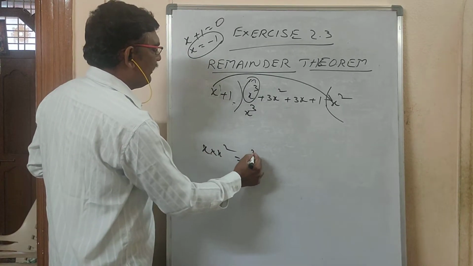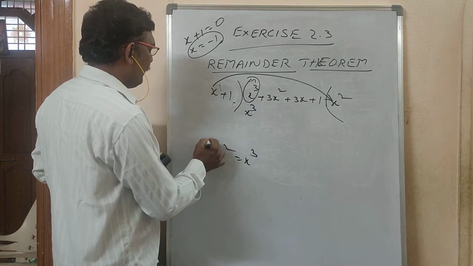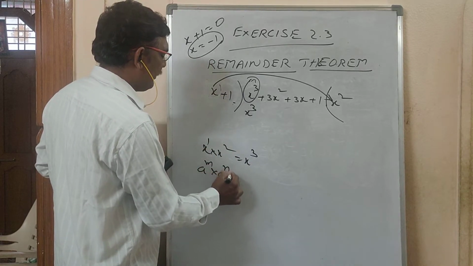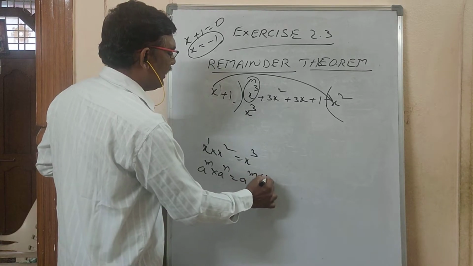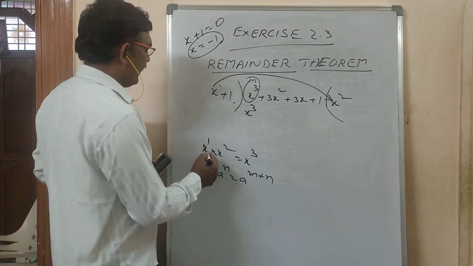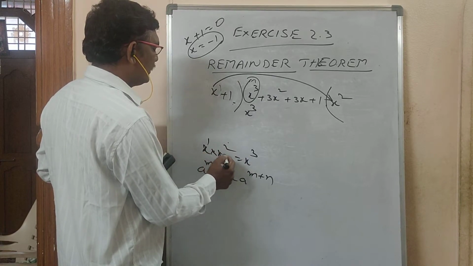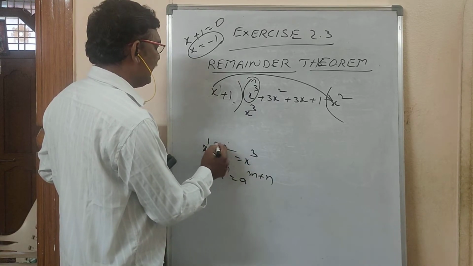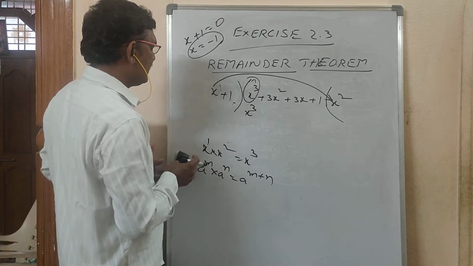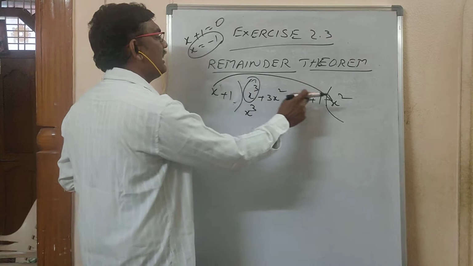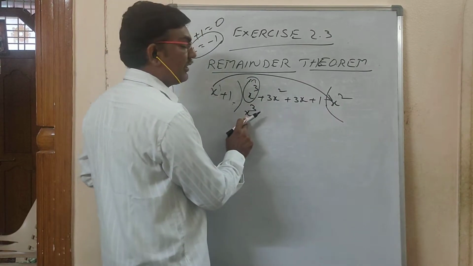How will you get x cube? If anyone asks, no power means 1 is there. You have the formula a power m into a power n. What is the formula? a to the power of m plus n. X power 1 into x square: bases are equal, so you write the base one time and add the powers. 1 plus 2 is 3. X into x square gives x cube. So I multiplied x with x square and wrote it here.